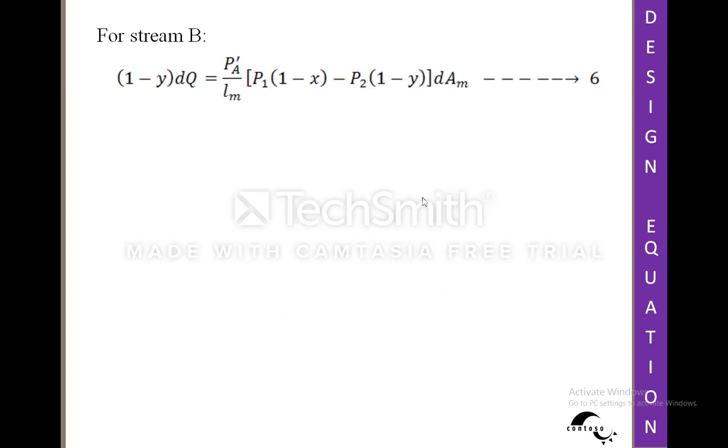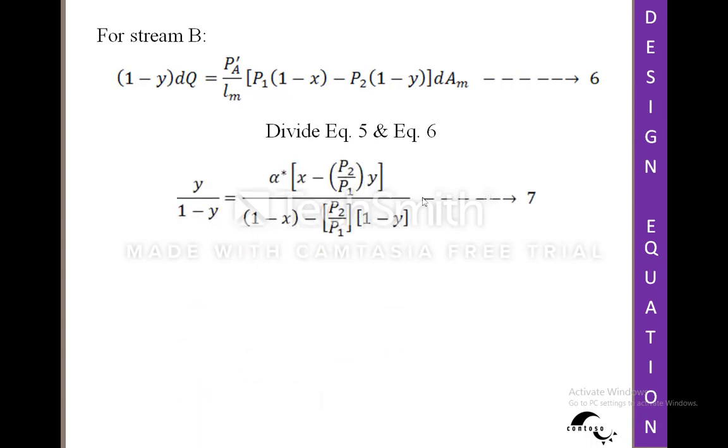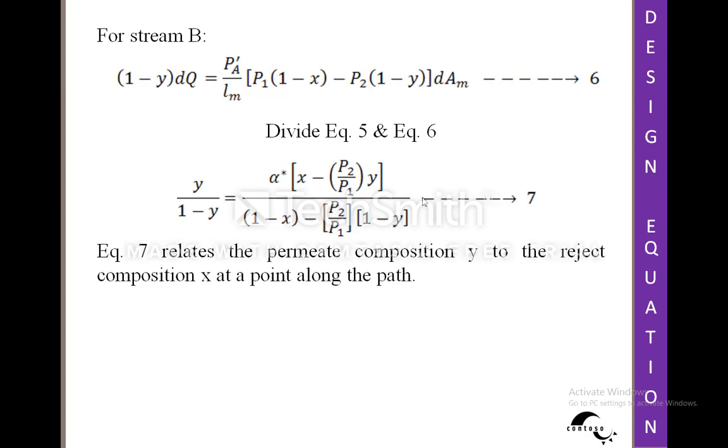So now similarly we are going to write for the stream B, means the component B. Similarly, instead of y and x, I am substituting 1 minus y and 1 minus x. So now dividing equations 5 and 6, I have obtained y by 1 minus y is equal to alpha star into x minus p2 by p1 into y divided by 1 minus x minus p2 by p1 into 1 minus y. So this seventh equation is nothing but the permeate composition with respect to the retentate composition at a point along the path.